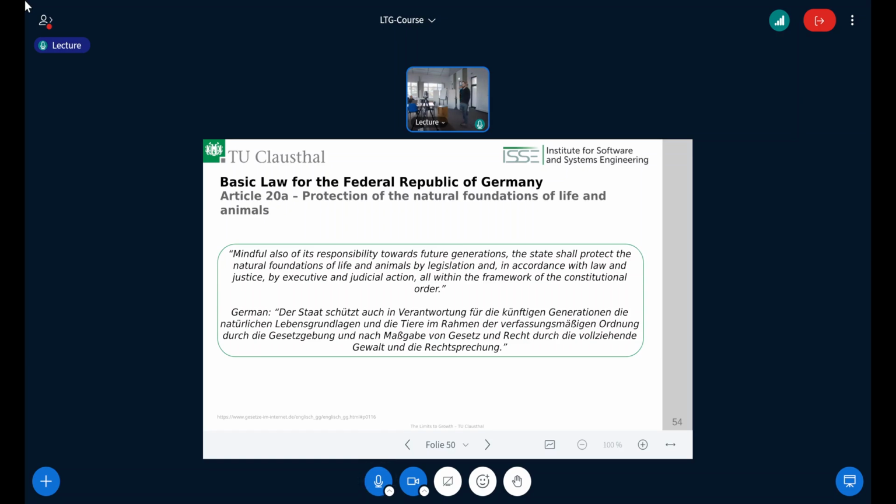And there it says, you can also get the German one below, but in English: mindful also of its responsibilities towards future generations, the state shall protect the natural foundations of life and animals by legislation and in accordance with law and justice, by executive and judicial action, all within the framework of the constitutional order. Long story short, the state has the obligation to ensure that you have a future worth living, and the same is true for your children. You have a right to that, and if the state does not ensure that this right is given to you, then you can sue them.